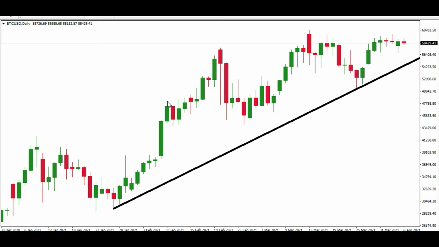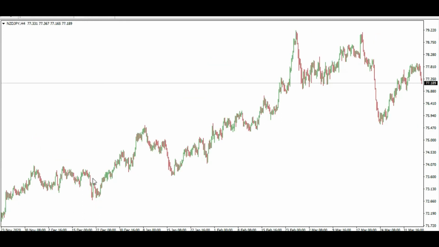Let me show some practical examples. Right now we are watching the Bitcoin real-time chart. Here we have 2 dots that we connected, one from January 2021 and another from March 2021. Using this trend line we can see the bullish trend of Bitcoin.